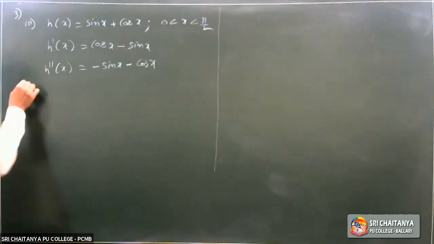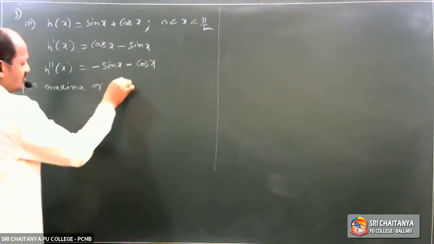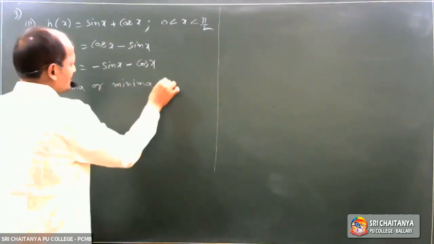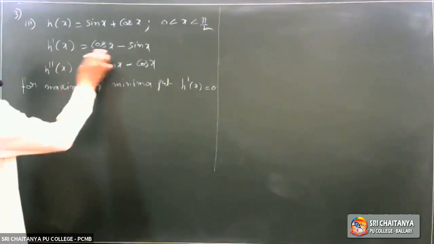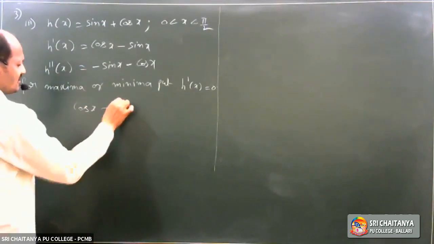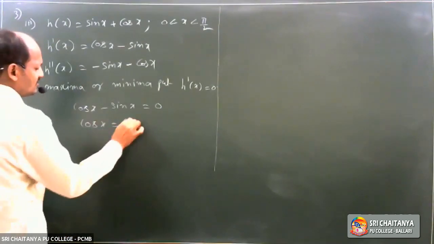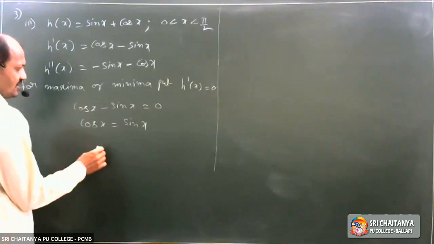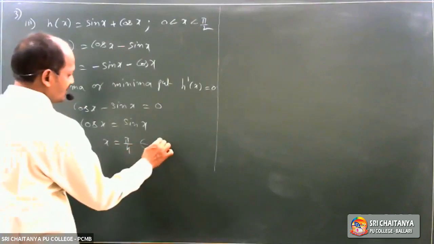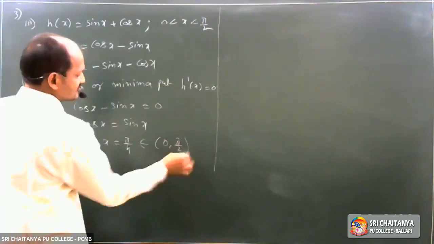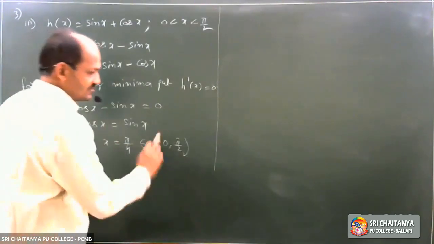For maximum or minimum, put h dash of x is equal to 0. So h dash of x is equal to 0 means cos x minus sin x is equal to 0. So cos x is equal to sin x. When sin and cos are both equal, x is equal to pi by 4. This pi by 4 is in between 0 and pi by 2. You are given 0 less than x less than pi by 2. So this x equal to pi by 4 is in between 0 and pi by 2.